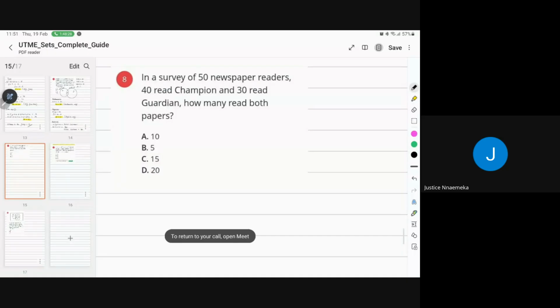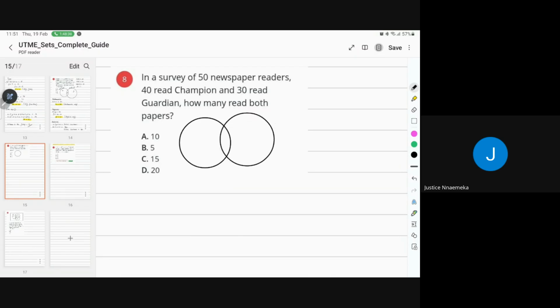Now, this is the first one. In a survey of 50 readers, 40 read Champion, 30 read Guardian. So we'll have our circle. Now, how many read both? Let it be X. So 50 is the total, so our universal set is equal to 50, right?